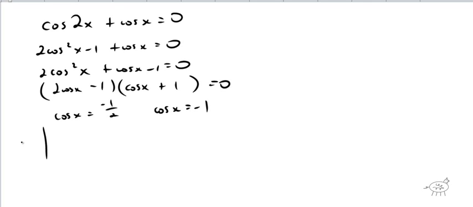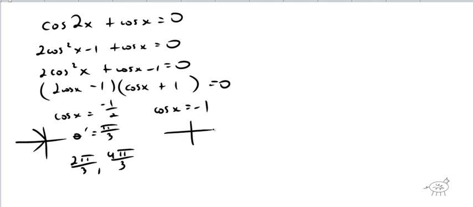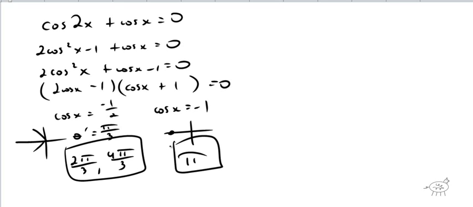Okay, cosine is negative in those two quadrants, and the reference angle is, this is going to be in radians, so theta prime is pi over 3. Okay, so that means in the second quadrant it's going to be 2 pi over 3, and in the third quadrant it's going to be 4 pi over 3. Okay, and then where's cosine negative 1? Well, of course it's over here, right? And so that answer is pi. And so those are my answers. Didn't square anything, so those are my 3 answers.